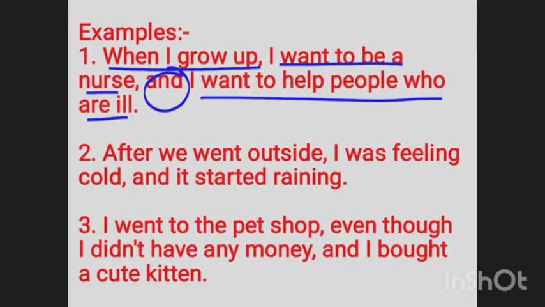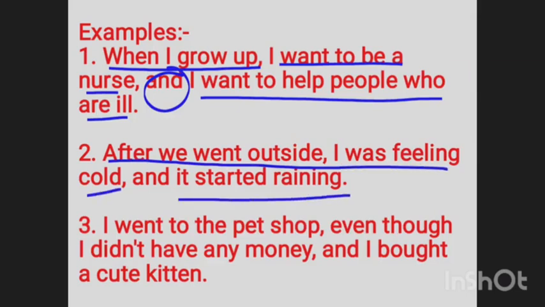Let's look at number 2. "After I went outside, I was feeling cold and it started raining." After I went outside, I was feeling cold and it started what? Raining. The main clause here is "I was feeling cold." And the other main clause here is "it started raining," and they are joined with what? With "and." And "after I went outside" is just the subordinate clause.